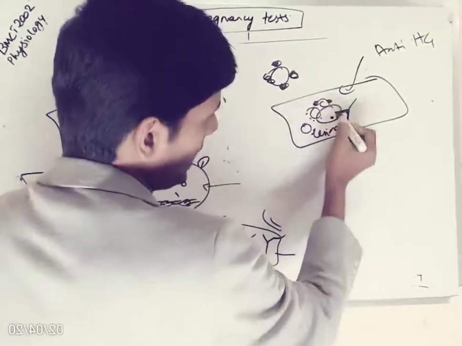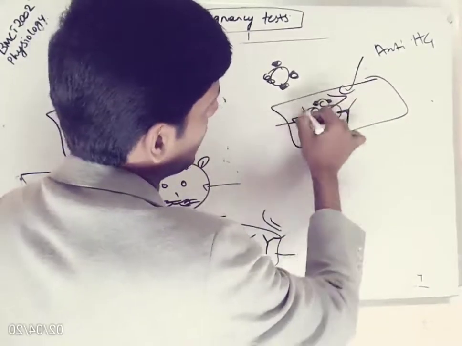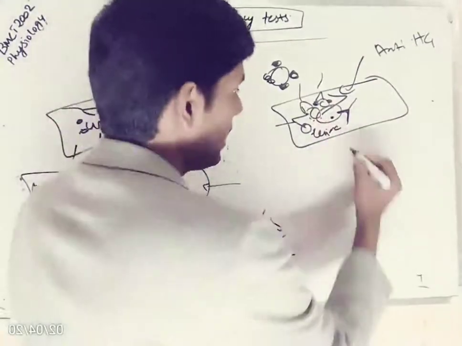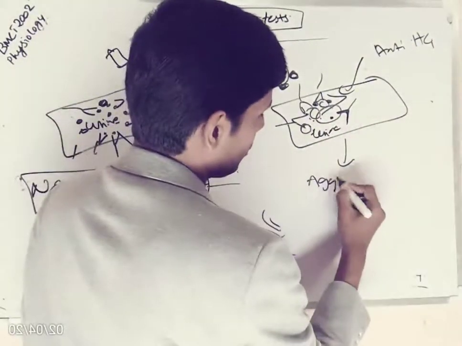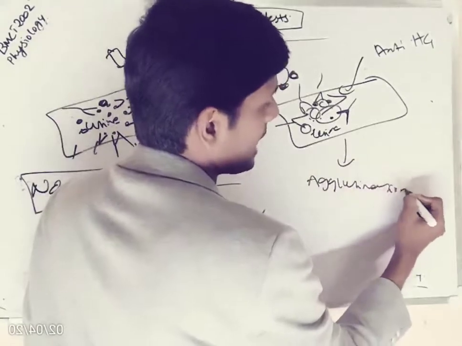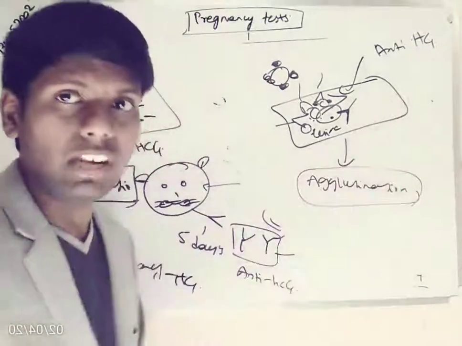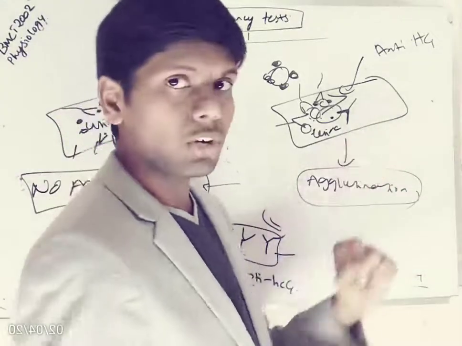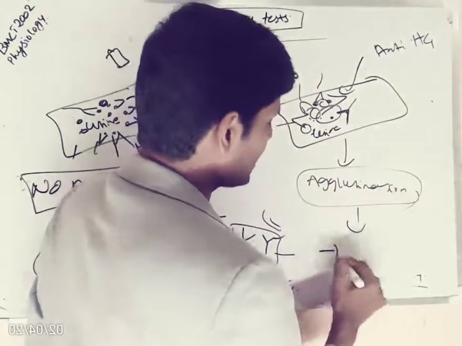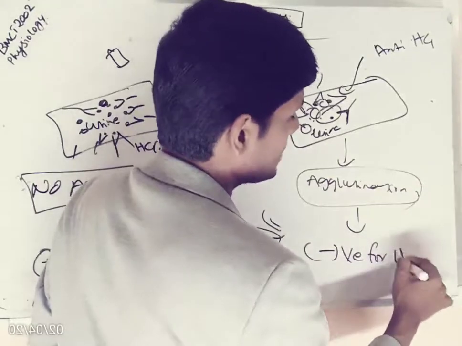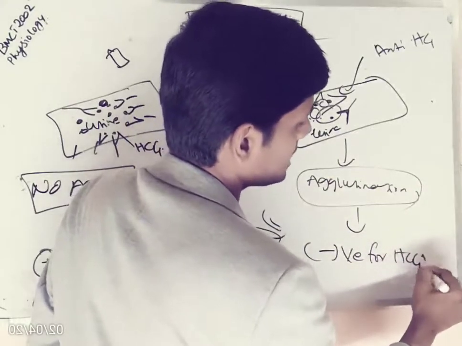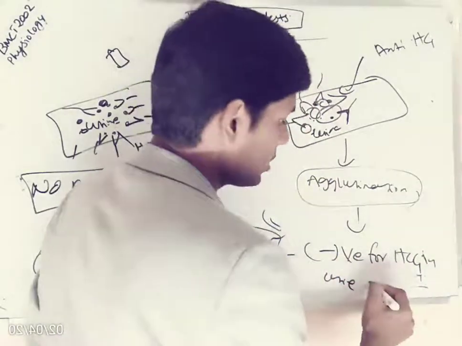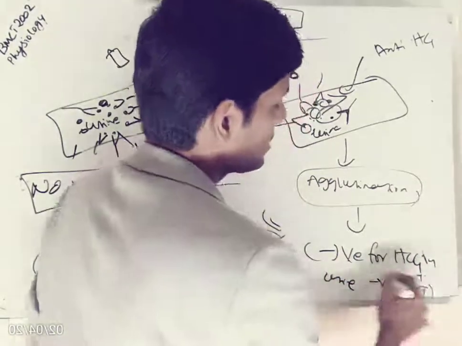Immediately these antibodies will agglutinate the red blood cells, right? Because the red blood cells have HCG antigen. That results in agglutination. Why did agglutination happen? Because the antibodies are free, when there is no HCG in the urine. So agglutination indicates negative for HCG in urine. There is no HCG, which means negative for pregnancy. So this is the pregnancy test.